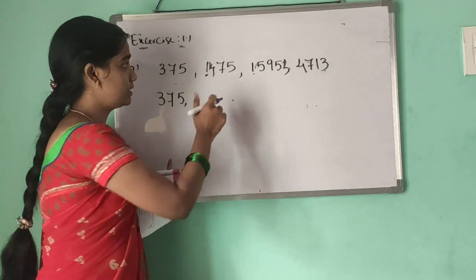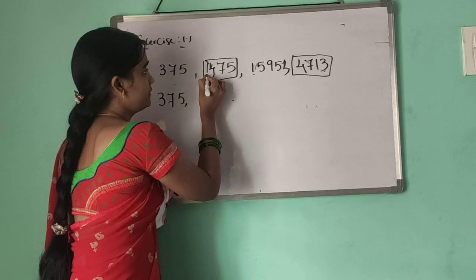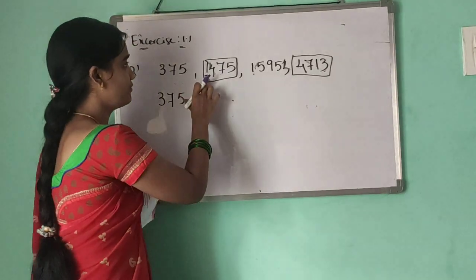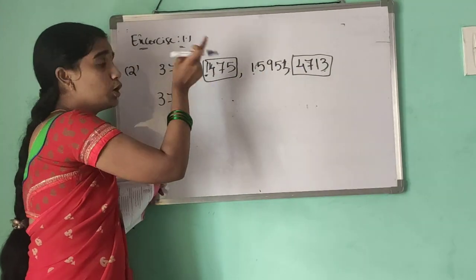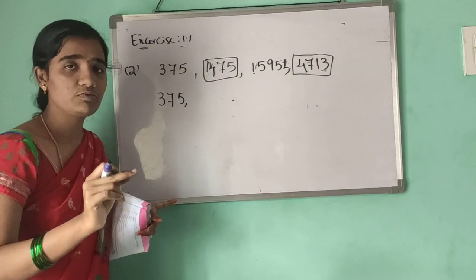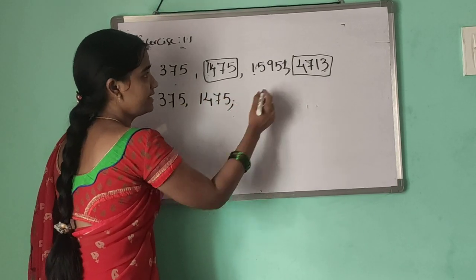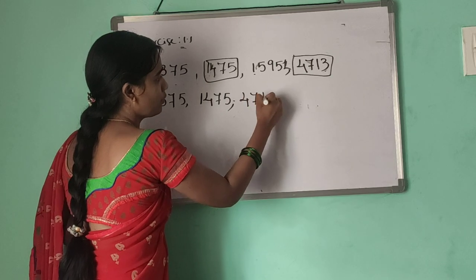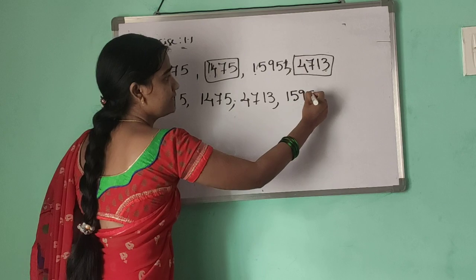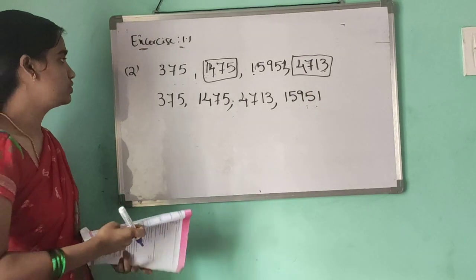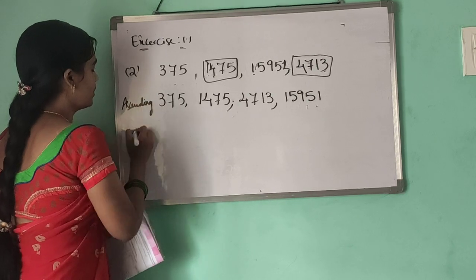We have to check these 2 numbers at the thousands place. Thousands place means here 1, here 4. Among these, which is the greatest? 4 is the greatest. So 1 is the smallest, which means we have to write the 1475 first. Why? Because it is ascending order, increasing number. Second, 4713. The fourth number has 5 digits, so it is the greatest number among all. So this is the ascending order.